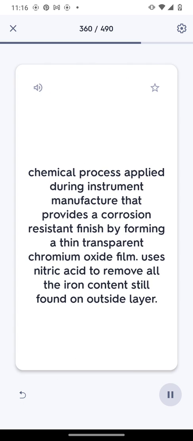Passivation. Chemical process applied during instrument manufacture that provides a corrosion-resistant finish by forming a thin transparent chromium oxide film. Uses nitric acid to remove all the iron content still found on the outside layer.